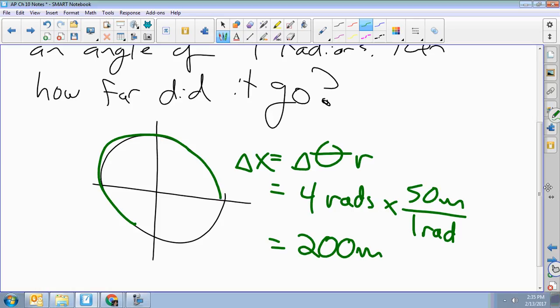And obviously you can go the other way, right? If I give you the distance, then you could do change in theta equals change in x over r. And that would give you the angle that you went through, right? Let me say one other thing and then I'll get your question, okay? All right, so is everybody okay with this?